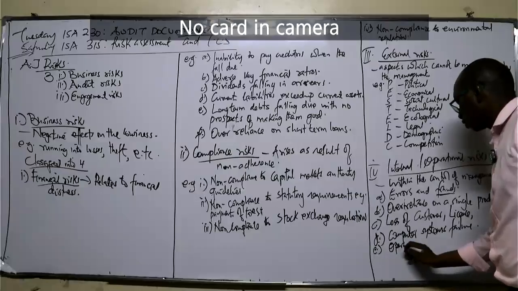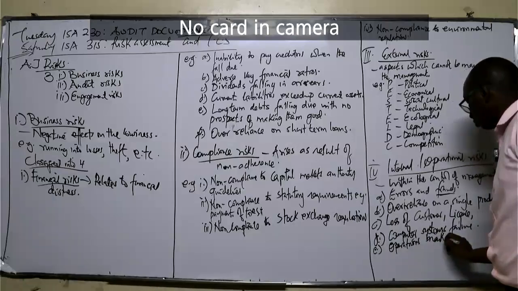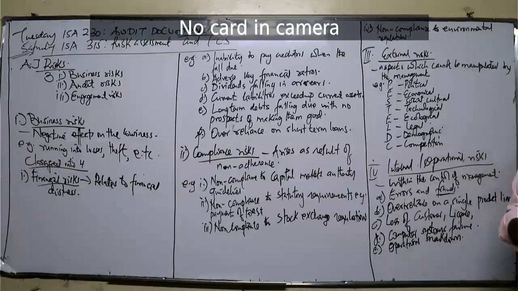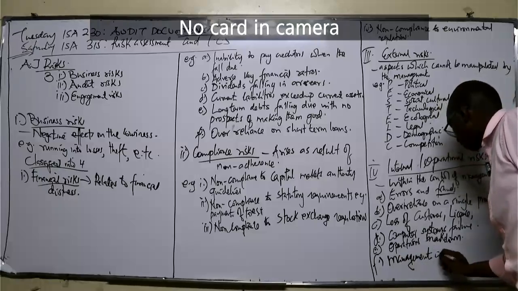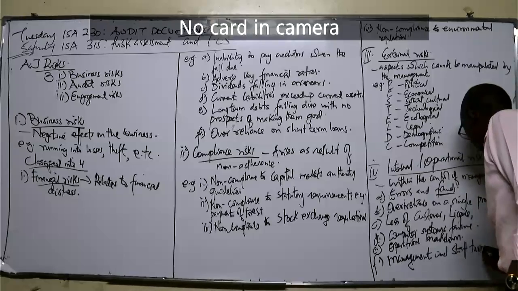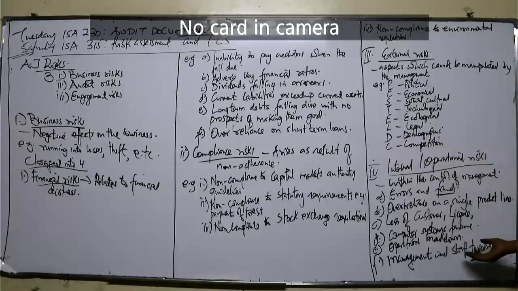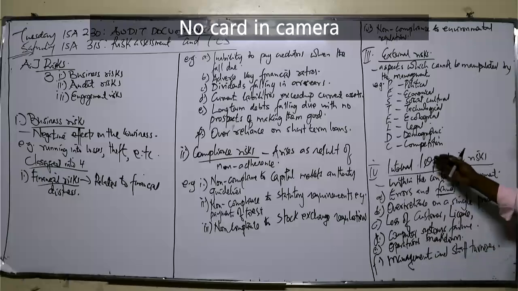Operations breakdown. It's what Murkomen was facing with Kenya Airways and the airports in Jomo Kenyatta. That when the lights go, there's no standby generator. It is internal because they can always put in place those systems, computer systems. So we need to have a backup system. F, management and staff turnover. So management can always work towards this. In developing countries, it's all about paying good salaries and improving the working environment, that we are able to extend the stay of employees. So this is computer systems failure, operations breakdown, management and staff turnover. All these are internal. Get these points right.